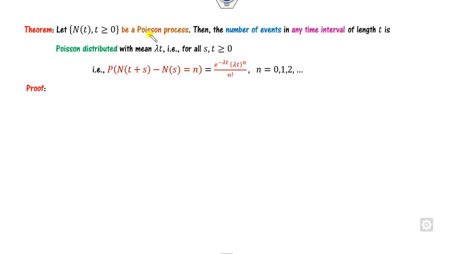Next result is if you have the Poisson process, then the number of the events in any of the time intervals follows the Poisson distribution. So that's again very simple. Our target is to find this expression.